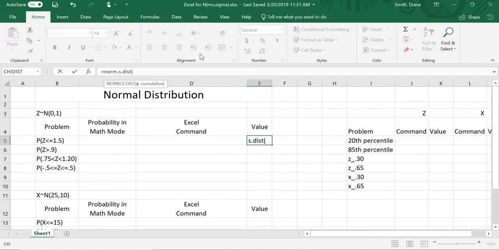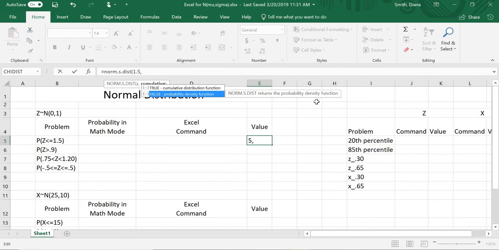Now open parentheses, and it wants Z and then comma cumulative. Z is my value in my probability, so 1.5, comma, and then here we have that true/false like we did with the binomial and the Poisson. True, remember, can also be a 1 and false can be 0. True says it returns the cumulative distribution, which is the probability from negative infinity up to my Z value, which is exactly what I want. The false says it returns the probability density function, which is the height of our normal distribution, which will not be useful to us in this class.